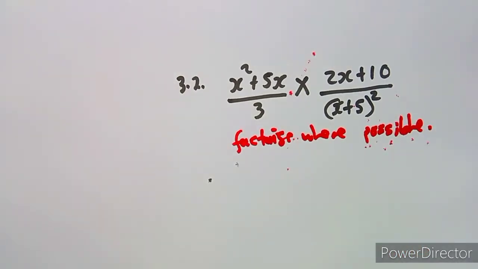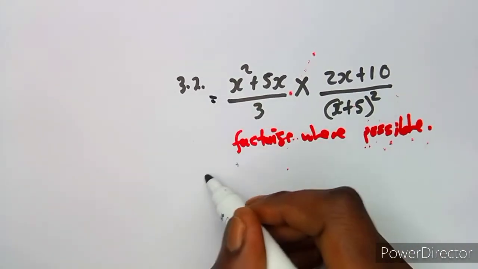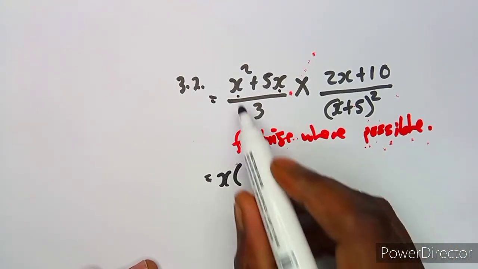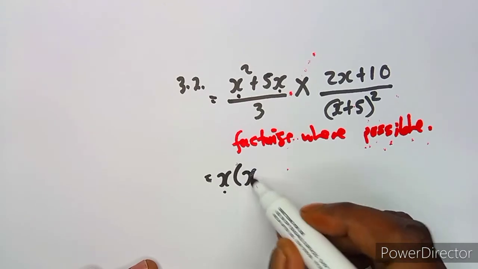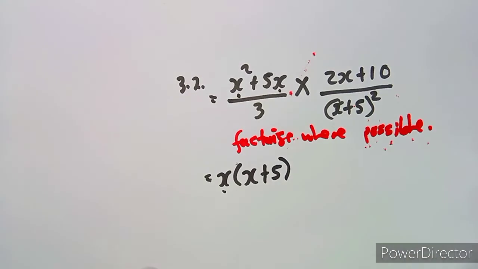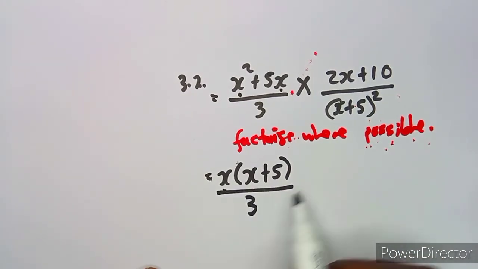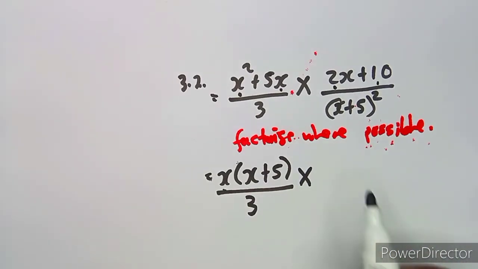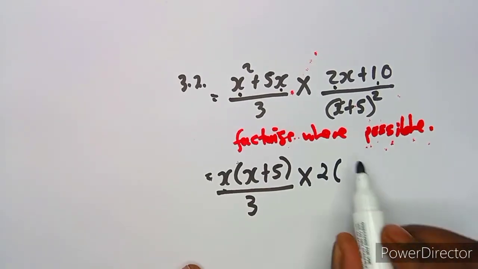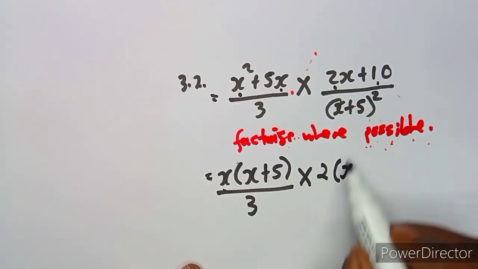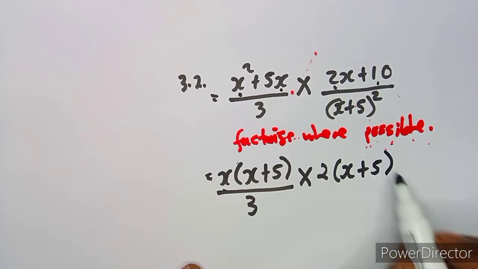So that is the first part here. We can factorize here. x is common here. We can factor out x, which means you're going to be left with x squared divided by x, which is x, and 5x divided by x, which is 5 there. Everything over 3 times 2 is common between 2x and 10. So you can factor out 2, which is going to give us 2x divided by 2, which is x, and 10 divided by 2, which is plus 5.